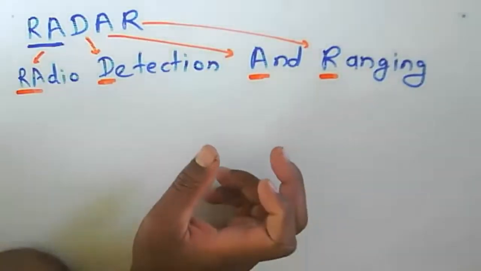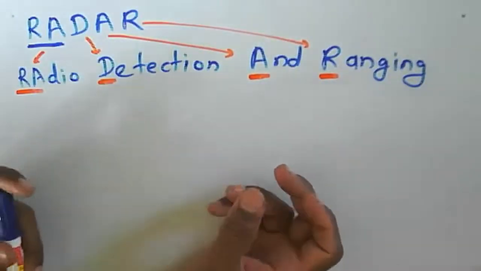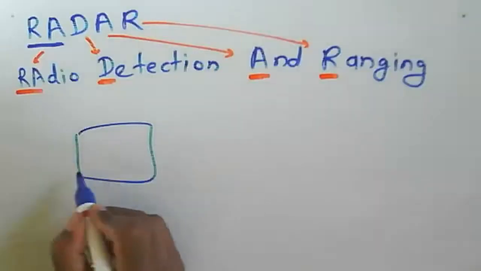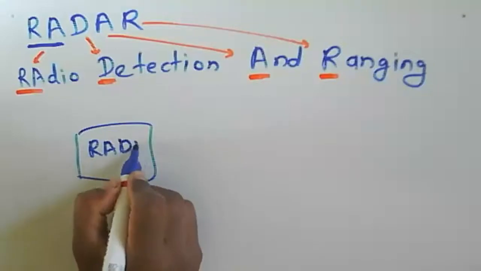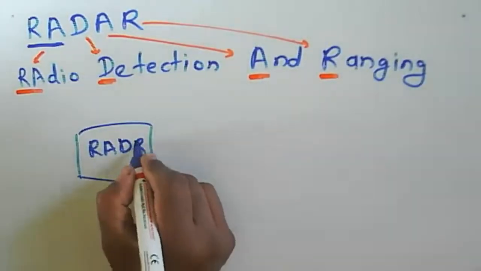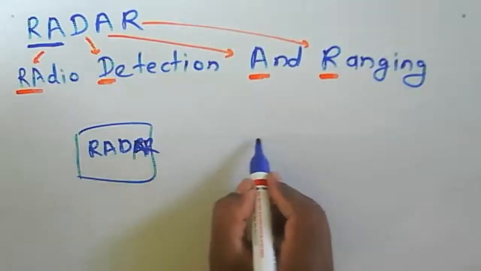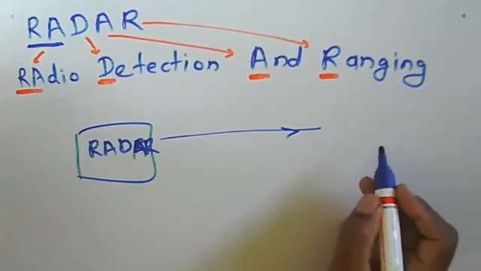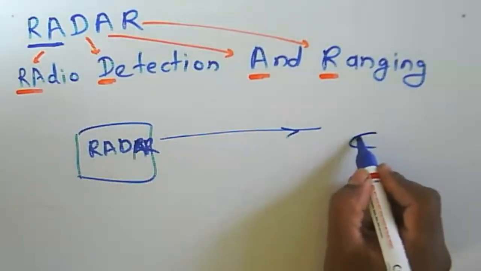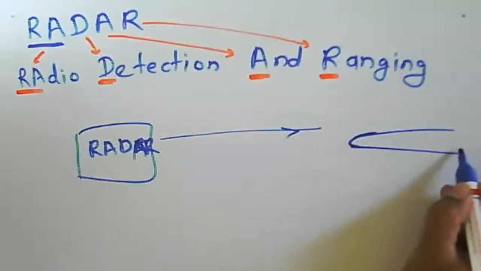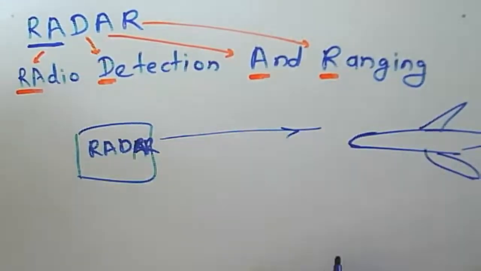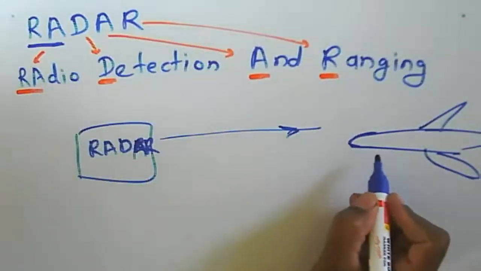Generally a radar is nothing but a device, and that device is transmitting a signal. Suppose this is our radar device. It transmits electromagnetic pulses to an object. We consider that object to be an aeroplane. So it sends the pulses or signal to the object, the aeroplane.